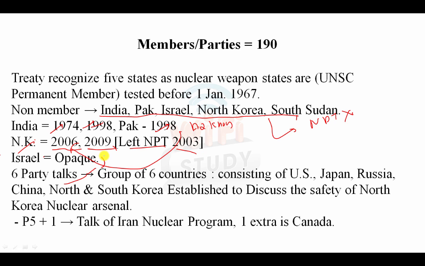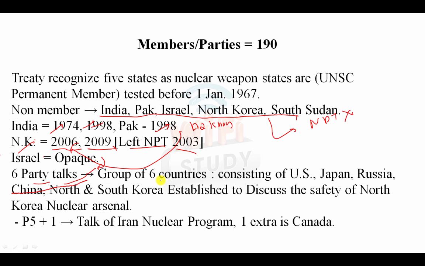And Israel is opaque. Opaque means it is unclear about Israel's nuclear program. Nobody knows about their experiments, how many atom bombs they have or how many they made. That is totally unclear and opaque.